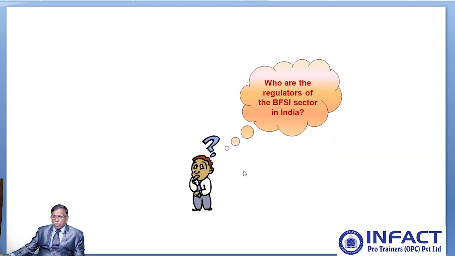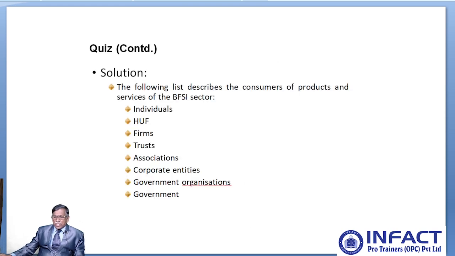Then let us talk about who are the regulators of the BFSI sector in India. The following list describes the consumers of products and services of the BFSI sector. These are the various categories who are getting benefit from this BFSI sector. Start with individuals. HUF means Hindu Undivided Family members. We have the category of firms. There are trusts. We have associations. Then there are corporate entities. There are government organizations and the government itself.